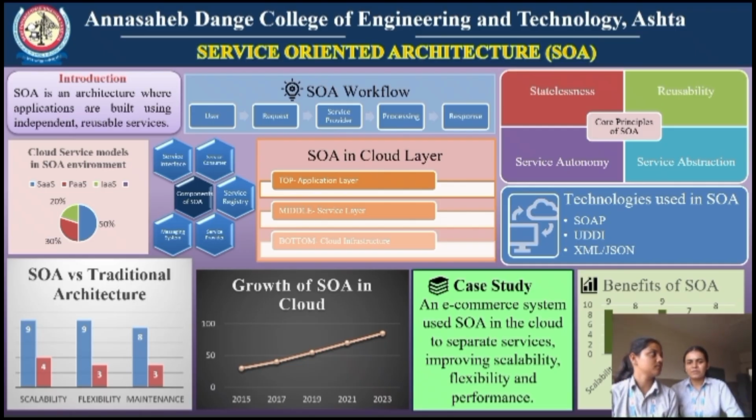Now, when service-oriented architecture is integrated with cloud computing, its capabilities are significantly enhanced. Cloud computing provides the infrastructure needed to support service-oriented architecture efficiently. Features like on-demand resource allocation, rapid elasticity, and global accessibility allow services to scale dynamically based on demand. This ensures that applications can handle varying workloads without performance issues.